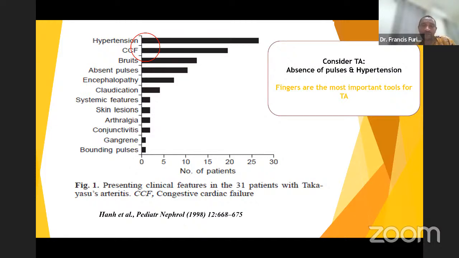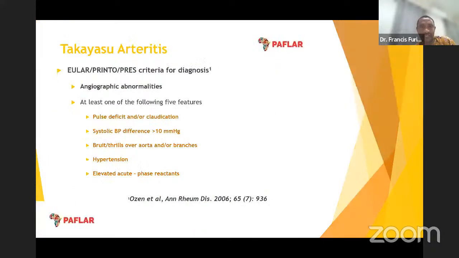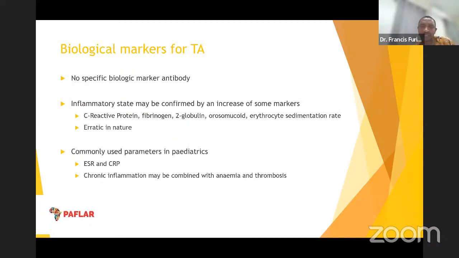So these are the criteria for diagnosing Takayasu arteritis, as Professor Isabella has talked about, that you need angiographic abnormalities and at least one of the following features, which include pulse deficit and bruit, hypertension, and elevated acute phase reactants. So basically, my take is the fact that for you to be able to diagnose this condition, you need to start with hypertension, and the next thing is look for the pulse, particularly in our setting.